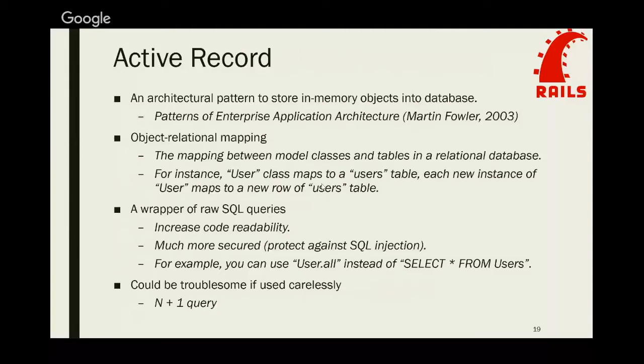Okay, so object relational mapping is just the mapping between your model class and tables in a relational database. So the user class is mapped to the user table, and then the post class may be mapped to a post table. Same applies for the others. It's also a wrapper for raw SQL queries.